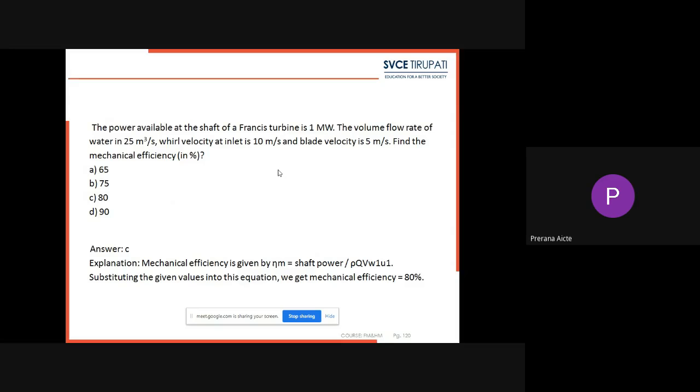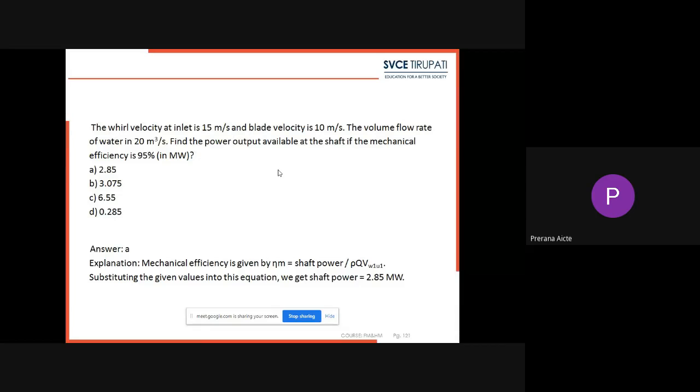The next problem. The power available at the shaft of a Francis turbine is 1 megawatt. The volume flow rate of water is 25 meter cube per second, whirl velocity at inlet is 10 meters per second and blade velocity is 5 meters per second. Find the mechanical efficiency. So to calculate the mechanical efficiency, the formula is eta M equals shaft power by rho Q into Vw1 into U1. So substituting the given values into this equation, we get the mechanical efficiency as 80%.